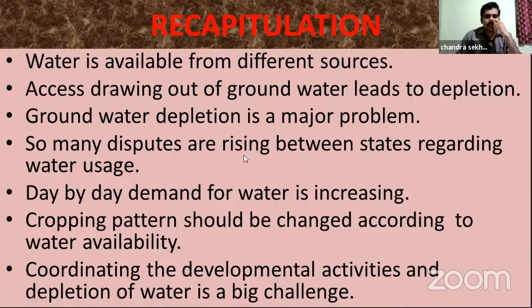So now we have discussed the second part of this lesson. I will try to recapitulate the whole lesson once again. Water is available from different sources. What are the sources of water? Surface water and groundwater. The major source of water is rainfall. Excess drawing out of groundwater leads to depletion of groundwater. That is the major problem. That's why we have to concentrate on recharge of groundwater also.